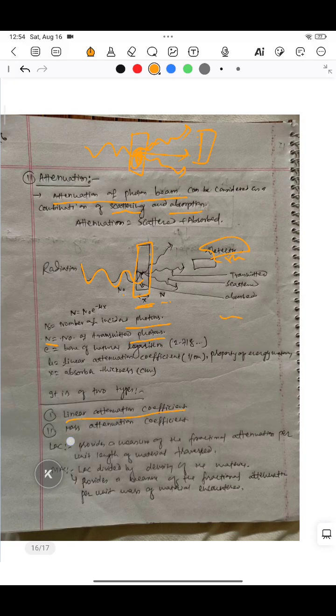It is of two types, LAC and MAC: linear attenuation coefficient and mass attenuation coefficient. LAC is a measure of the fractional attenuation per unit length, meaning how much length of the material is traversed. MAC provides a measure of the fractional attenuation per unit mass of material encountered. So here is the length of material traversed, and there the mass of material encountered. MAC is basically LAC divided by density.